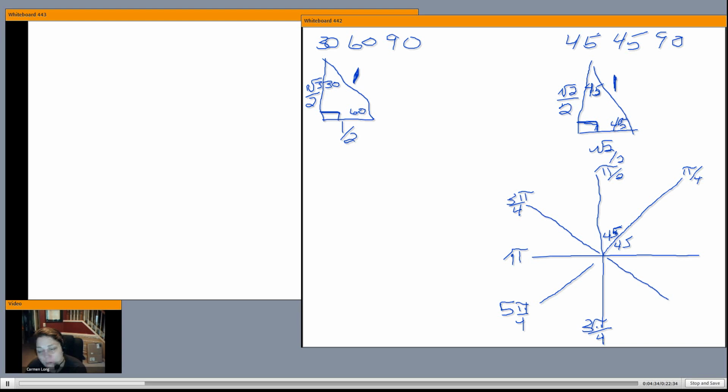So 1 pi over 4, 2 pi over 4, 3 pi over 4, 4 pi over 4, 5 pi over 4, 6 pi over 4. Oops, but reduced. I forgot to reduce. 6 pi over 4 is 3 pi over 2. That's a 2. 3 pi over 2. So 6 pi over 4 and 7 pi over 4, and 8 pi over 4, which is just 2 pi. So those are our labels for our 45, 45, 90.